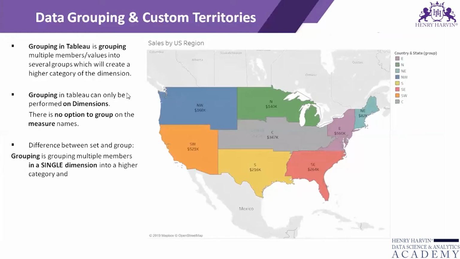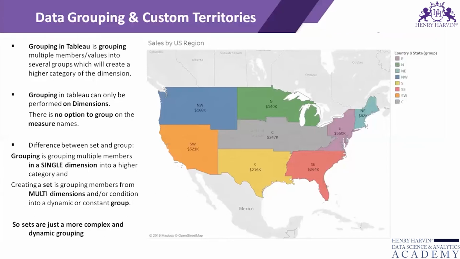Now, the basic difference between sets and groups: in a group, we group together multiple members of a single dimension, that is of the same dimension. Whereas in case of a set, we group together members from different dimensions. Means in a group, you can group together members of only one single dimension, but in a set, you can group members from more than one dimension. You can have a group of dimensions, and from that you can fetch a set of values. So basically, sets are just a complex form of groups, or you can say that they are a dynamic form of groups. So without much ado, let's directly move to our Tableau workbook.